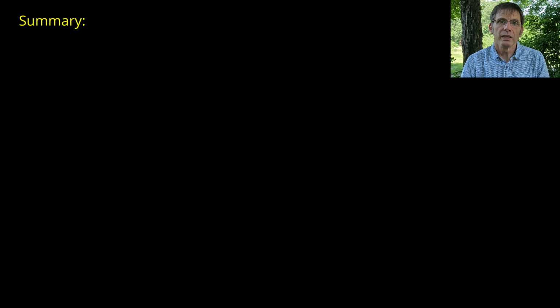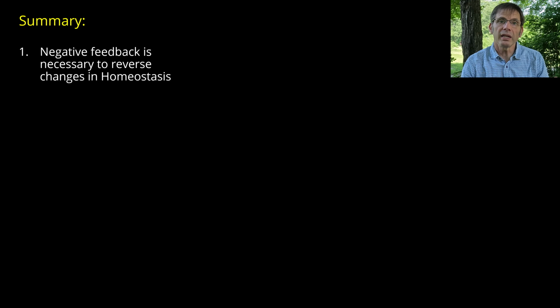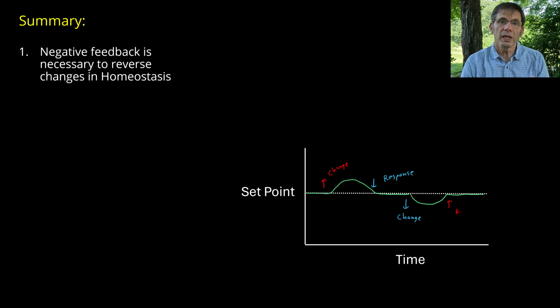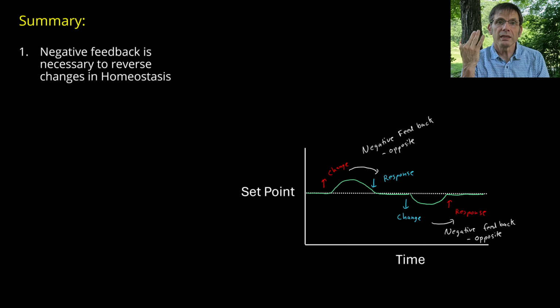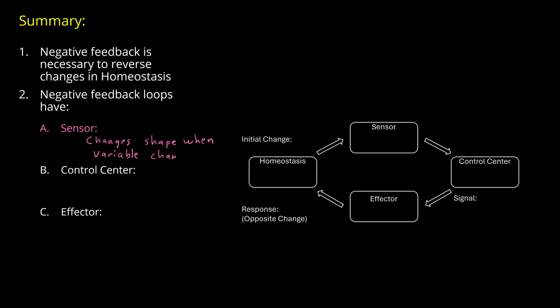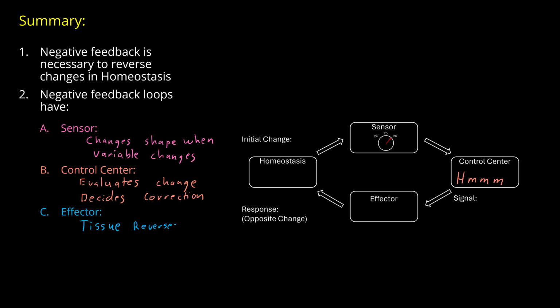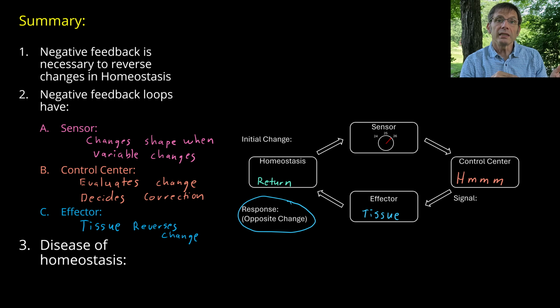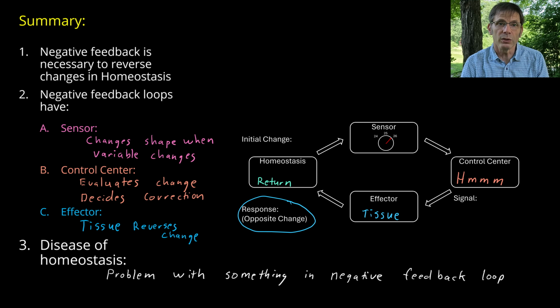Moving on to a quick summary. Humans have to maintain homeostasis to stay alive, and in order to do that, we depend on negative feedback to reverse any change from a set point. A negative feedback loop has three components. It has a sensor, a control center, and an effector. The sensor changes shape when a variable changes. The control center interprets the change in shape and sends a signal to an effector, which is a tissue that, when it functions correctly, can reverse the change. Anytime we see a disease that's a disruption in homeostasis, we can trace the problem to a defect somewhere in this negative feedback loop. And we'll look at this in more detail as we go through different physiologic systems.